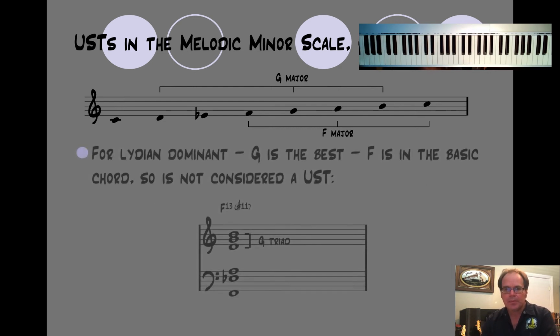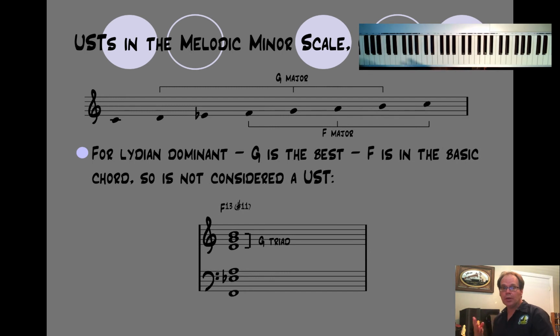Let's see. Lydian dominant, the 4th mode of melodic minor, right? This one actually is really good. There's that G major triad on top, and that gives us the beautiful sound of Lydian dominant. It gives us the sharp 11, the 9, the 13, and then I have this down here. So that one works really well. The F is not going to work, right? Because that's the basic triad of that dominant. So there's only one that works harmonically for a Lydian dominant.